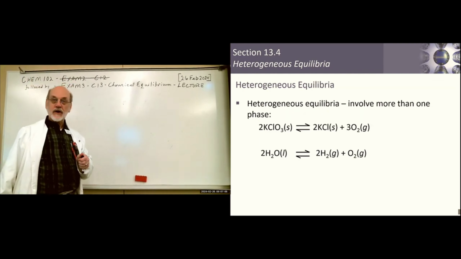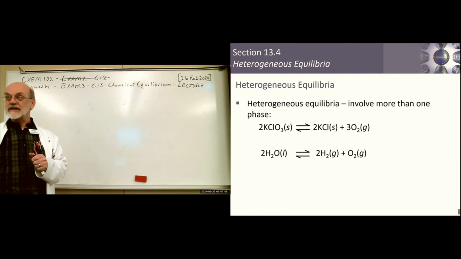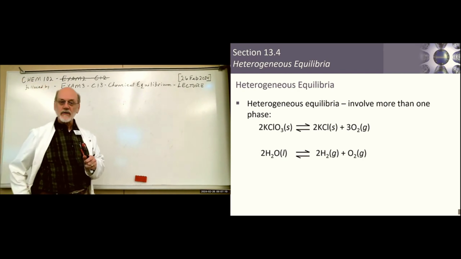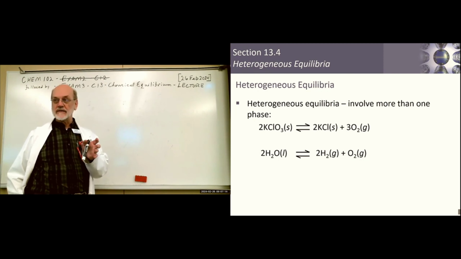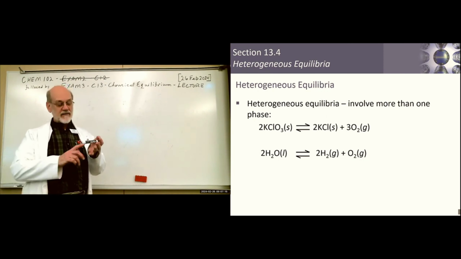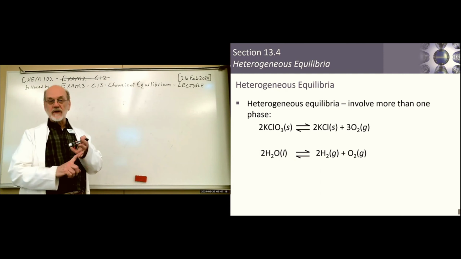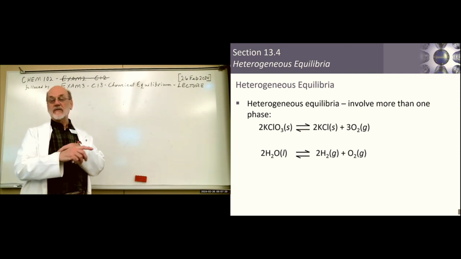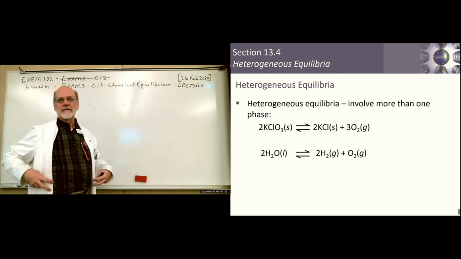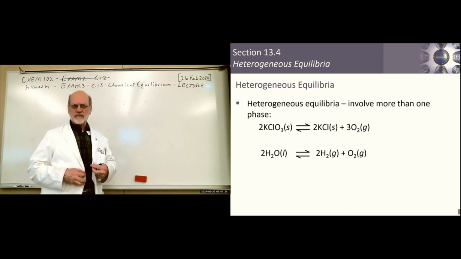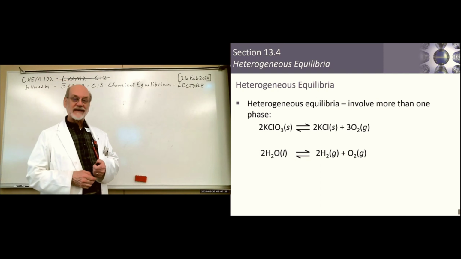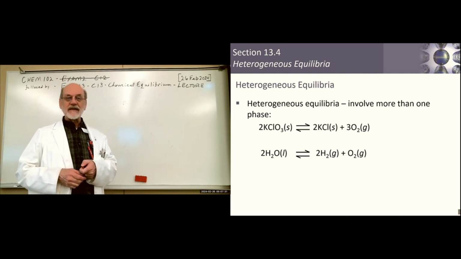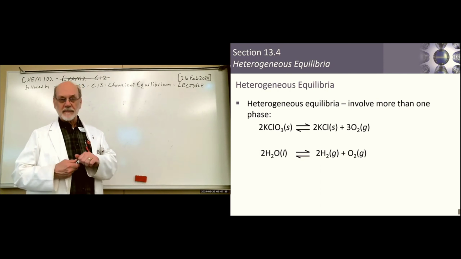And you probably guessed there is heterogeneous equilibrium. For a heterogeneous equilibrium, you have 2 or more different phases. So conceivably, we could have gas, we could have a solution, we could have a solid, we could have liquid, all 4 of them in there. I can't think of one off the top of my head, but it's possible. In the first case, we have potassium chlorate, a solid that decomposes into potassium chloride plus oxygen.